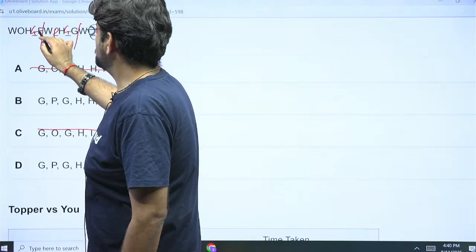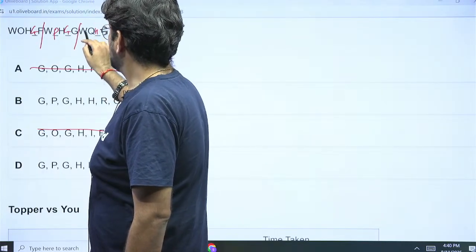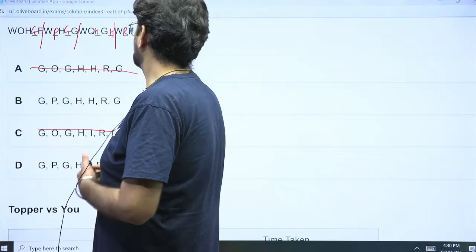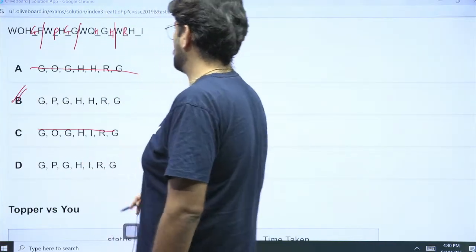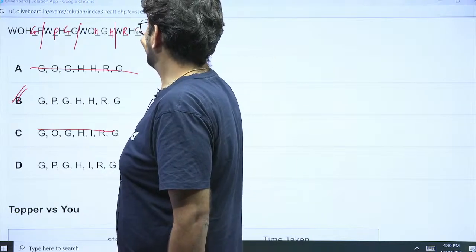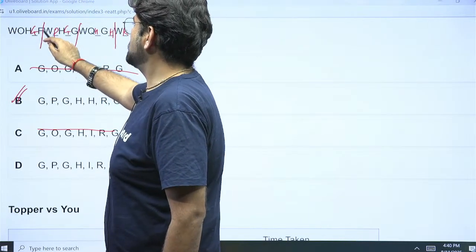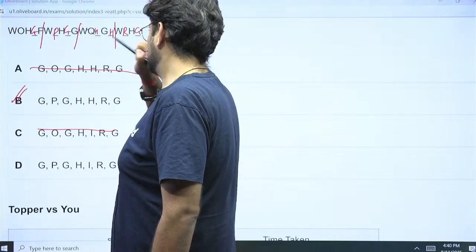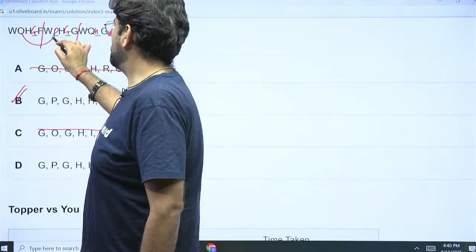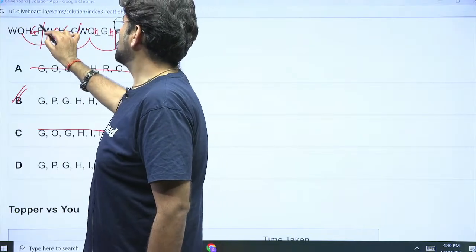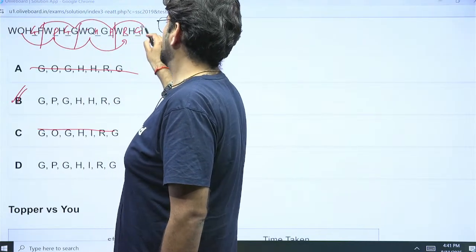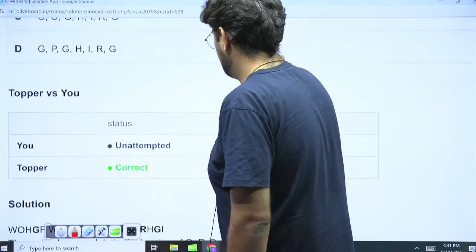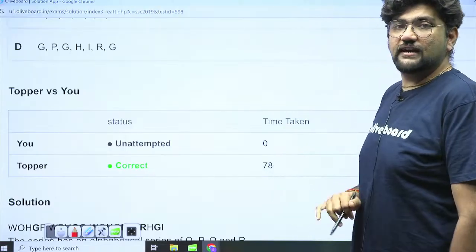So WOHGF, WPHGG, WQHG, EFGHI, GH. So it has to be option B. Okay. And this one will be G again. So this is the repeat pattern. WOHGF, WPHGG, WQHGH, WRHGI. So there are two letters which are changing. This one O, P, Q, R and this one F, G, H, I. The rest of them are same. So option B is the right answer. Cool. Oh, 78 seconds is too much for this question.